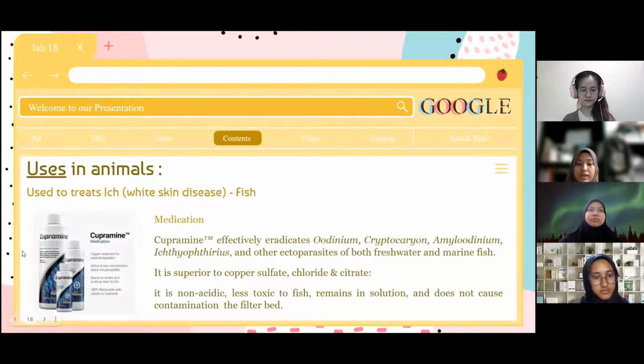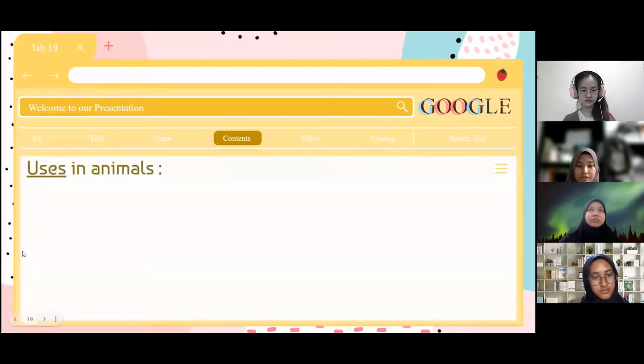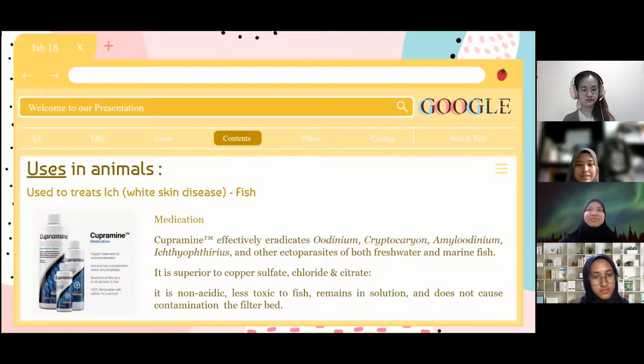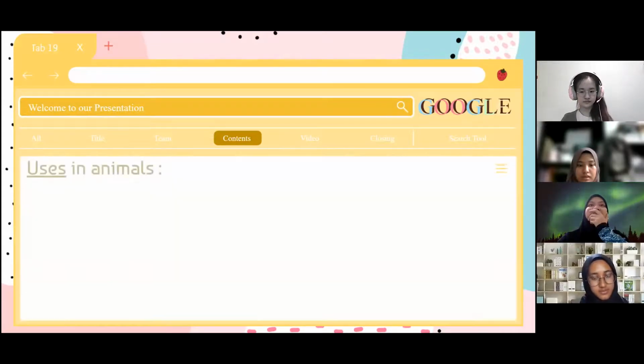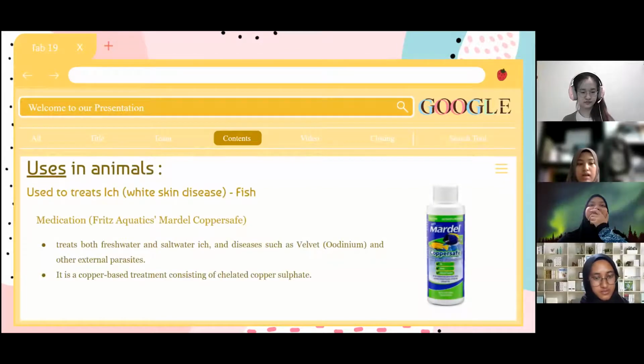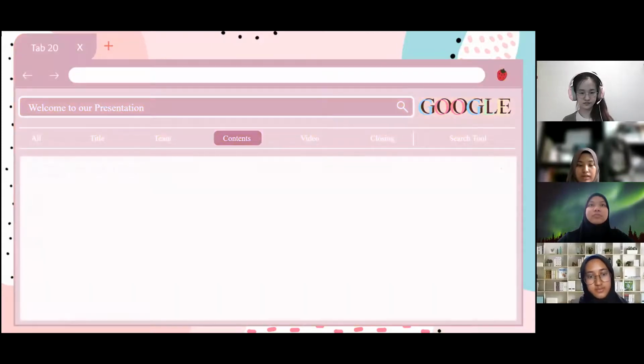So this is one example medication called Cupramine that can treat it. And this is superior to copper sulfate, chloride and citrate. Next, this is another example medication called Fritz Aquatics Ich Attack that can treat freshwater and saltwater ich and is a copper-based treatment consisting of chelated copper sulfate.